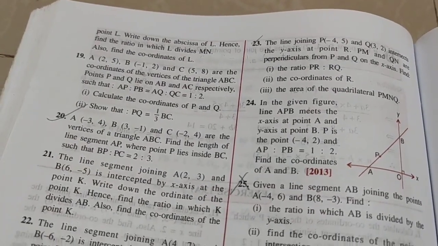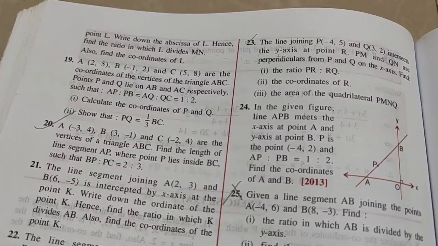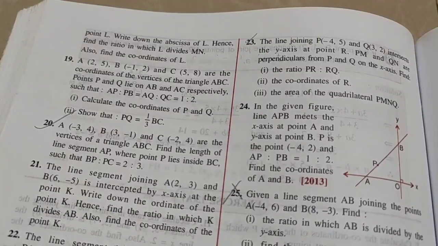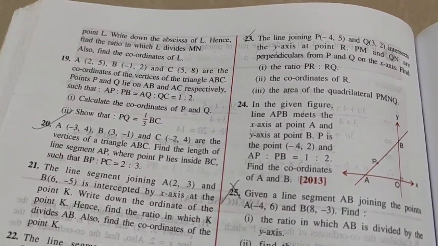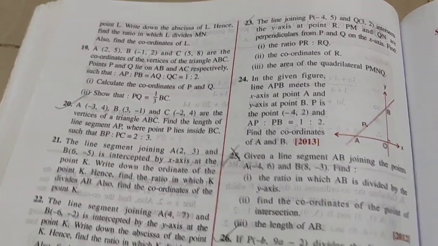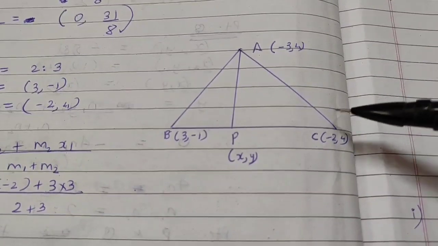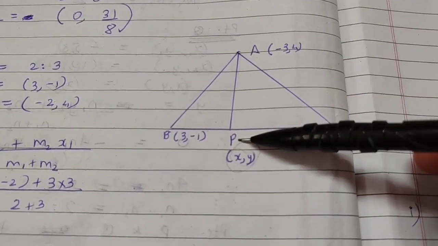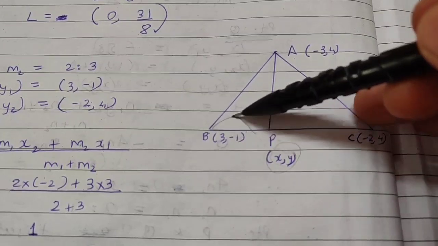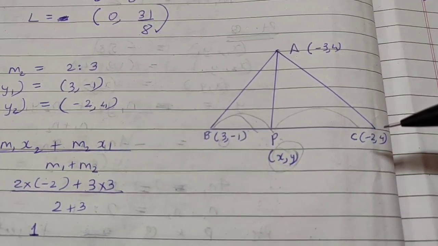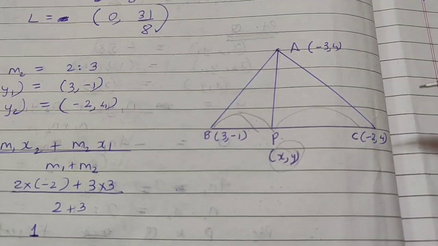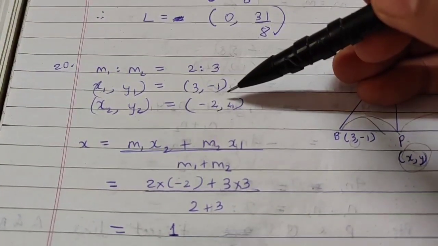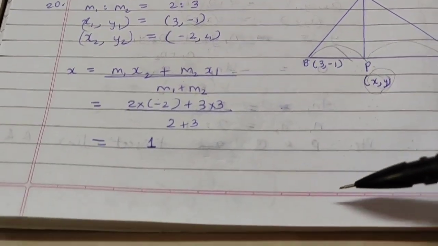Next, the 20th sum. A, B and C are the vertices of a triangle. Find the length of the line segment AP where P is on BC and the ratio is given as 2 ratio 3. Draw the diagram first. This is necessary. Without that you won't make head or tail of this sum. It's like this. So they want distance AP, but I don't even know the values of the coordinates of P. I do know that the ratio of BP ratio PC is 2 ratio 3. Is it 2 ratio 3? Read again properly. Is it 3 ratio 2? No, it's 2 ratio 3. Fine, then it's easy for us to solve. We can get the value of the x coordinate by the formula and the y coordinate by the formula.